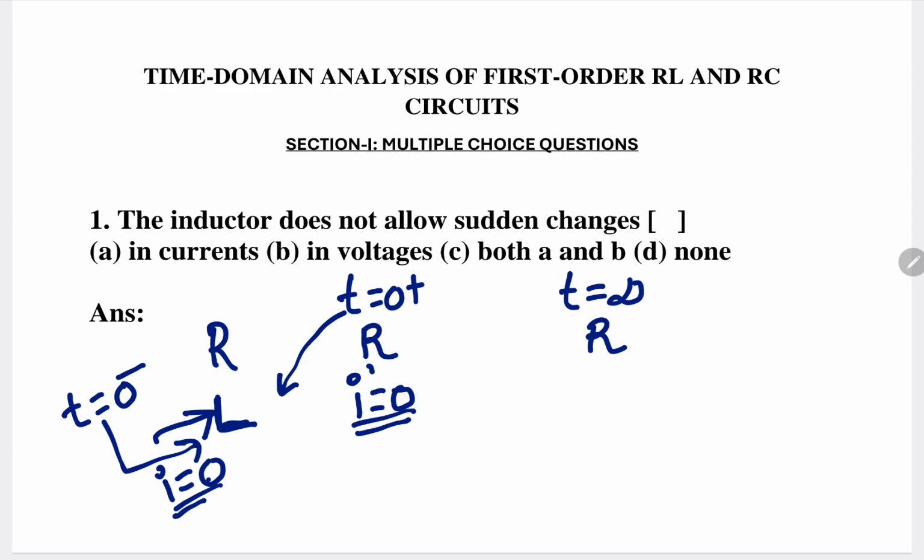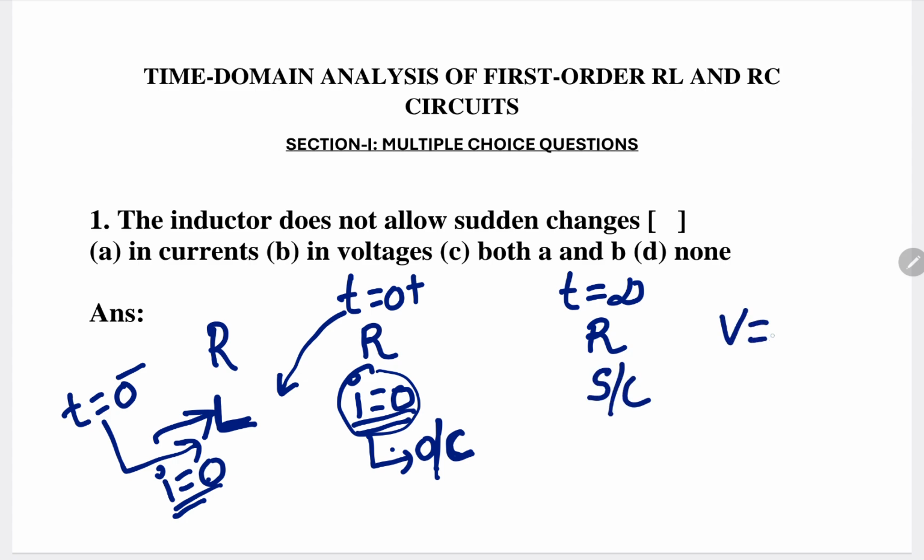That means current 0 means the inductor is going to act like what? The inductor is going to act like an open circuit. An uncharged inductor at t equal to 0 plus acts like an open circuit. Now let us look at the steady state condition. At t equal to infinity, the inductor is going to act like a short circuit.